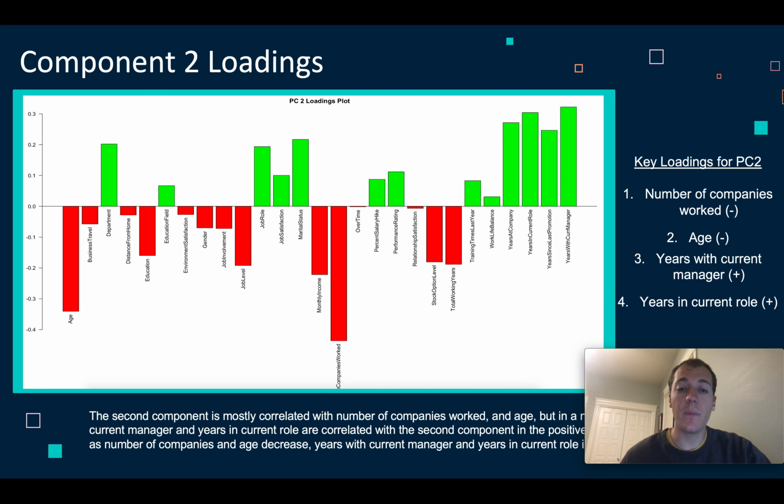Same thing for principal component number 2, absolute magnitude. So we've got number of companies worked at, age, years with current manager, and years in current role. This is a little bit more nuanced, but we can just say that this is a general characteristic of an employee as far as how many companies they've worked at, monthly income, and we can say that these all sort of vary together.